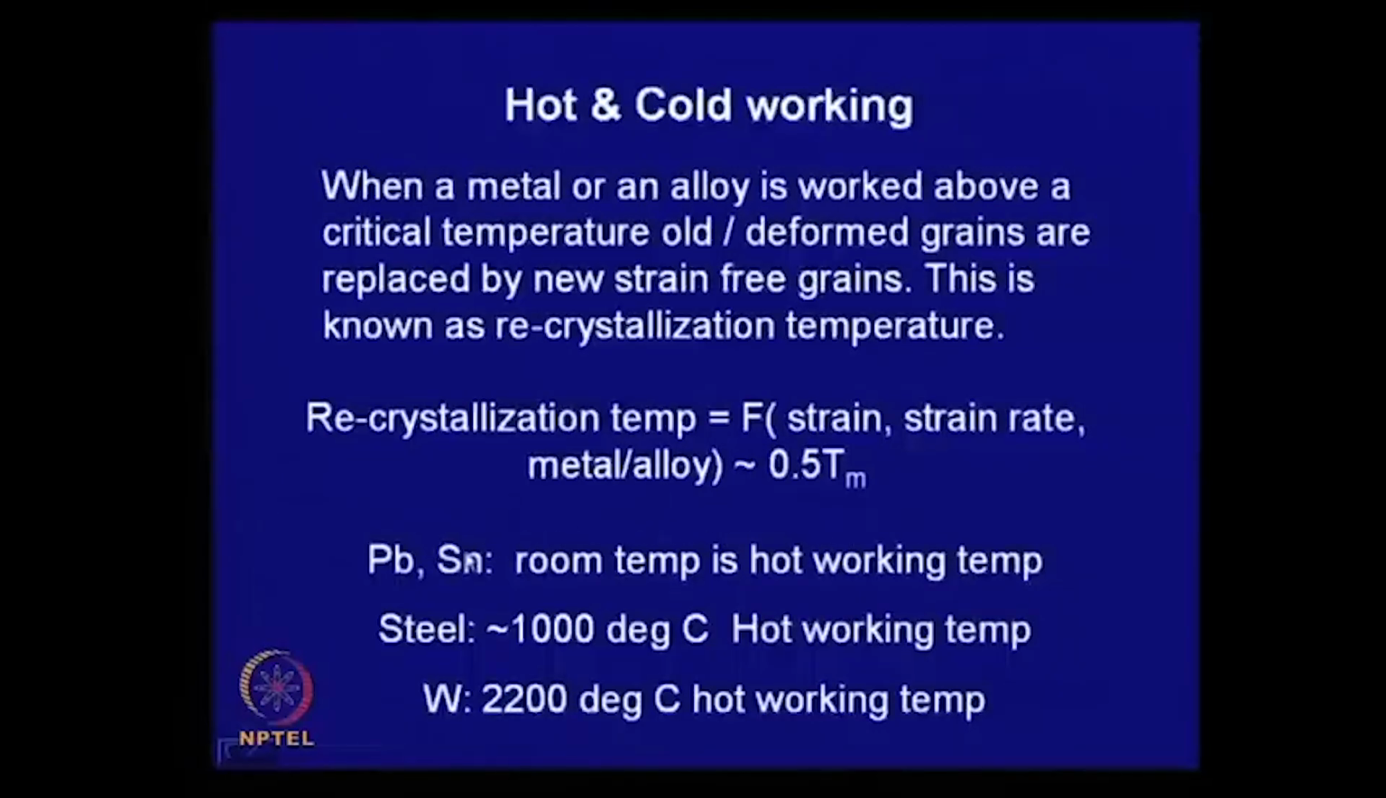So, room temperature working for lead and tin is hot working, but room temperature working for steel is not hot working, it is cold working, and steels are hot worked at temperatures of maybe 900 or 1000 or above. Whereas for tungsten, the melting point is very high, above I think 3000 degree centigrade. So, here even if you work at say 2000 degree centigrade, it may be cold working. 2200 degree centigrade is the rough hot working temperature for tungsten.